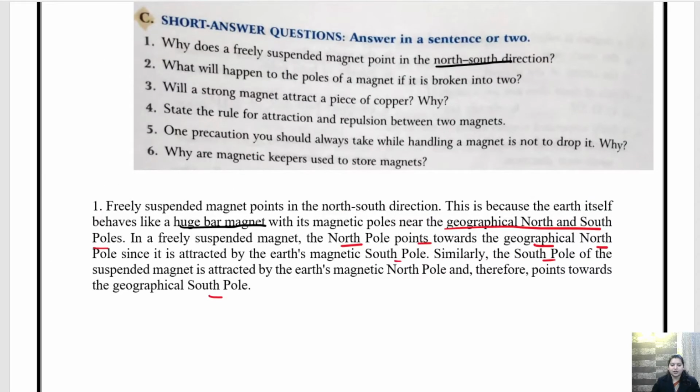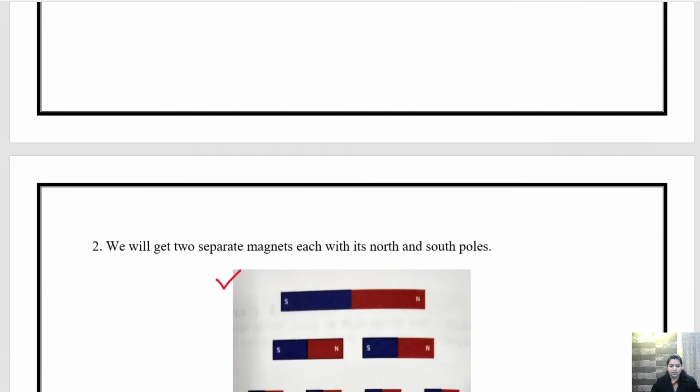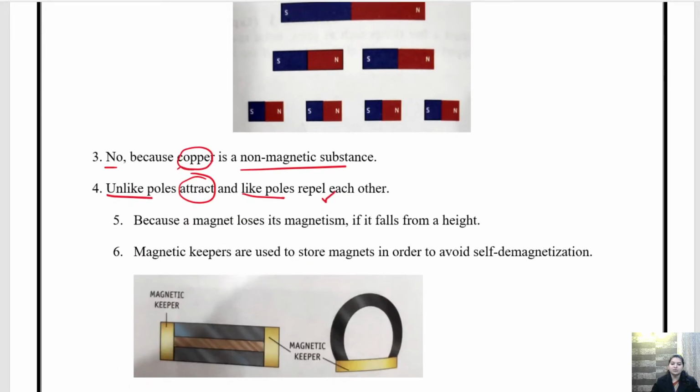Question number 5. One precaution you should always take while handling a magnet is not to drop it. Why? Children, whenever we are handling a magnet, we should not drop it, neither from a height nor otherwise. Because the magnet will lose its magnetism. Magnetism is the property the magnet has to attract and repel. So the answer is because a magnet will lose its magnetism if it falls from a height.